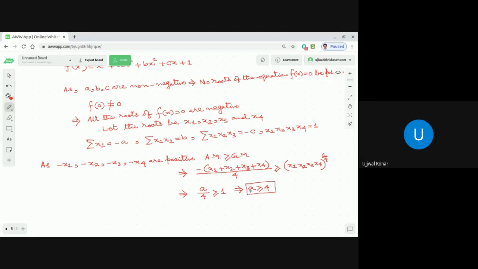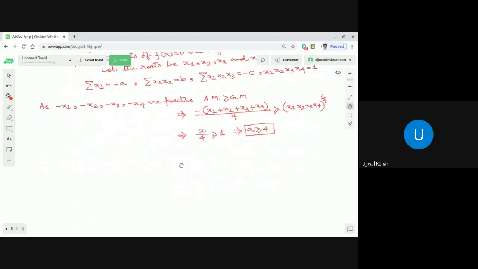But we need to find which is the minimum. Look at the question: find the minimum of the numbers a, b, c. Correct or not? Clear or not clear?